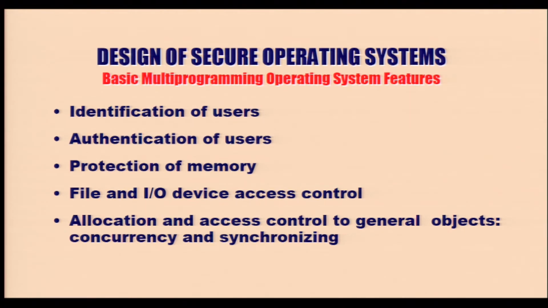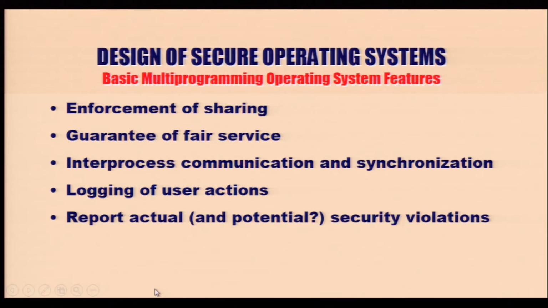There are access permissions, there are restrictions, file and IO device access control, allocation of the access control to general objects, enforcement of sharing. There must be sharing rules. Sharing violation should be spotted by the system. All these are simply indicating that the functionalities of the operating system have become more and more intricate in design, more and more intricate in policy formation. The mechanisms will happen later, but the policy formation in operating system is becoming more and more intricate.